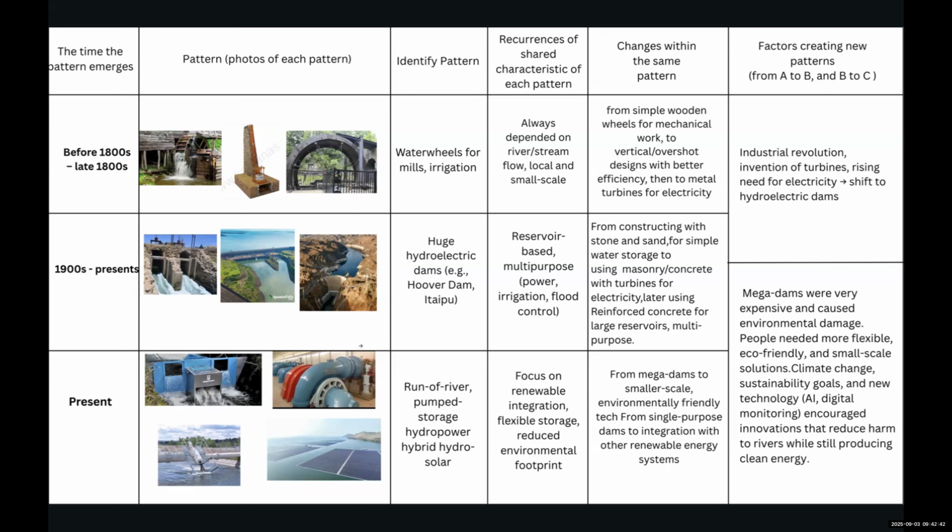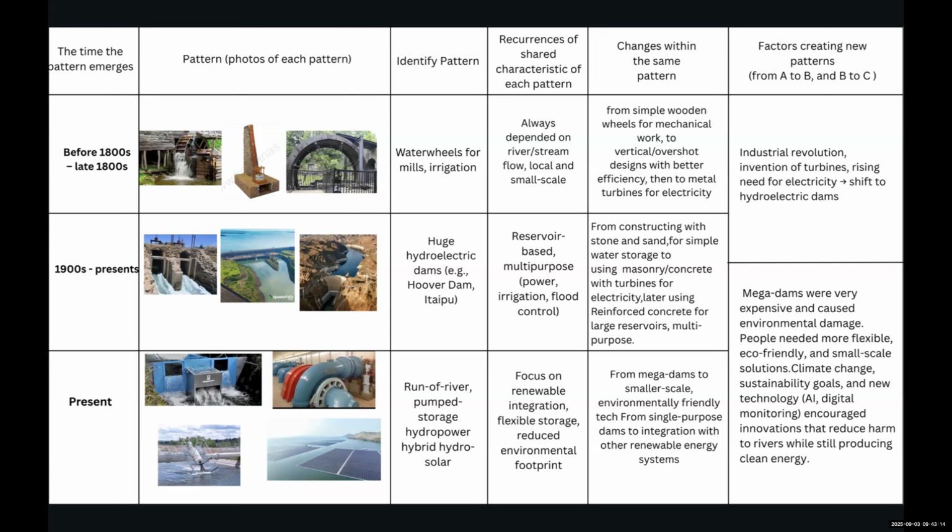However, over time, mega dams were very expensive to build and maintain, so they caused serious environmental and social damage. This issue began the push to look for something different. That's why the pattern today is run-of-river systems, pumped storage plants and hybrid hydro-solar projects. These are smaller, more flexible and designed to work along with other renewable energy.